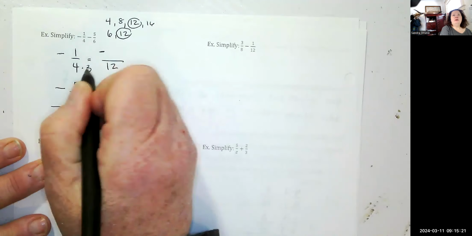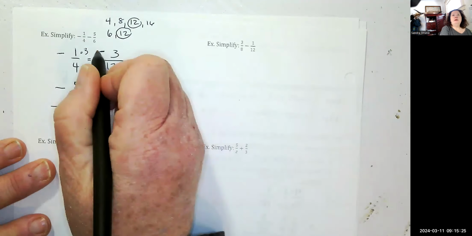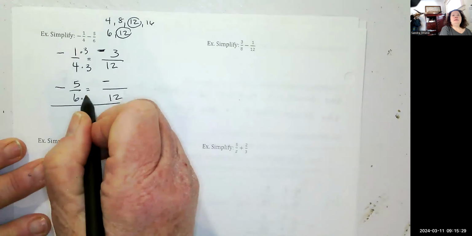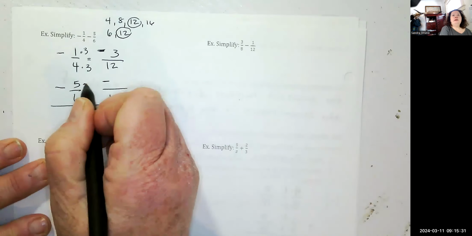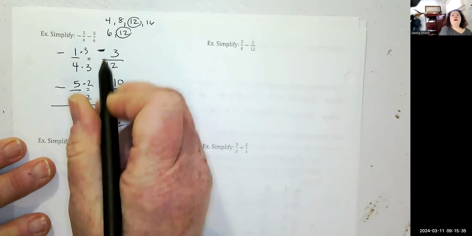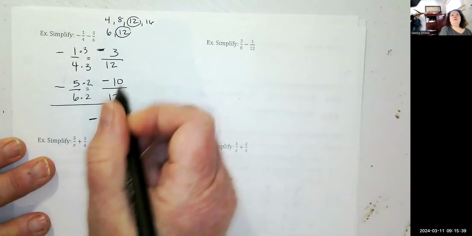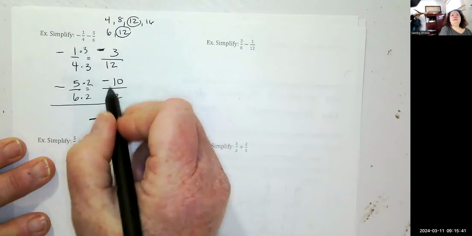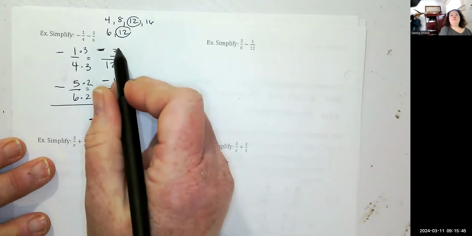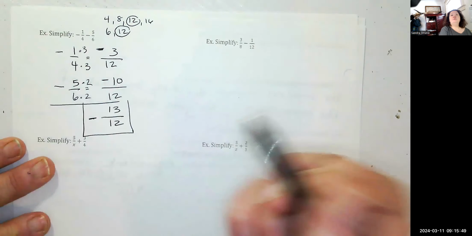This is going to be a negative up here. 1 times 3 is 3, negative 3 up top. And then the 5/6 is going to be negative as well. 6 times 2 is 12, so negative 5 times 2 is negative 10. Negative and a negative, these are adding, so it's going to stay a negative. 3 plus 10, when the signs are the same, you add the numbers. 3 plus 10 is 13, and that is our answer.